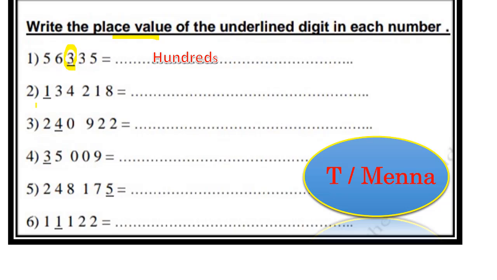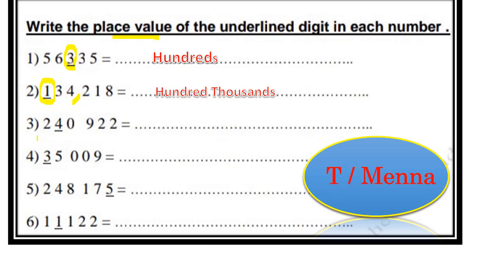Okay. Next one here I have 1, 2, 3, comma. I have to read the number first. 134 thousands, then 218. I ask you about number 1. What is the place value of number 1, my students? Ones, tens, hundred, thousands, 10,000s, and 100,000s, teacher.